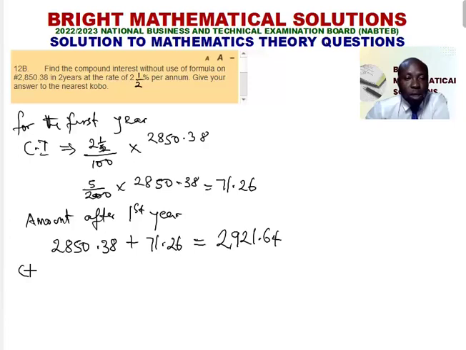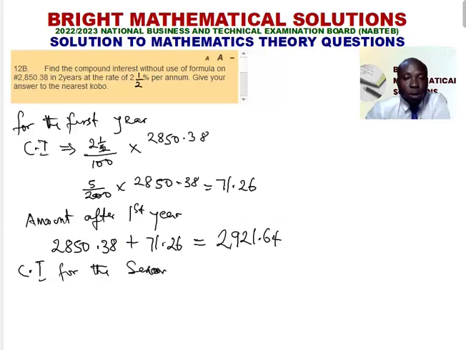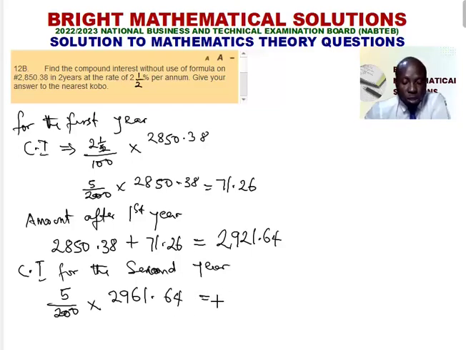So the compound interest for the second year will become 5 over 200 multiplied by the amount at the end of the first year, that is 2,921.64. If you calculate this, it gives 73 naira and 04 kobo.